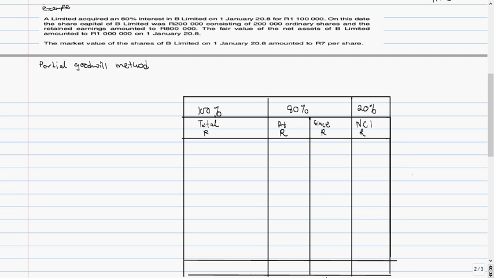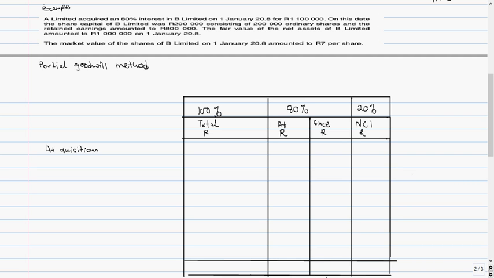Now at acquisition, what was acquired, that's basically what we're talking about. We're told that A Limited acquired 80% interest in B Limited on 1 January 2008 for 1.1 million. On this date, the share capital of B Limited was 200,000.